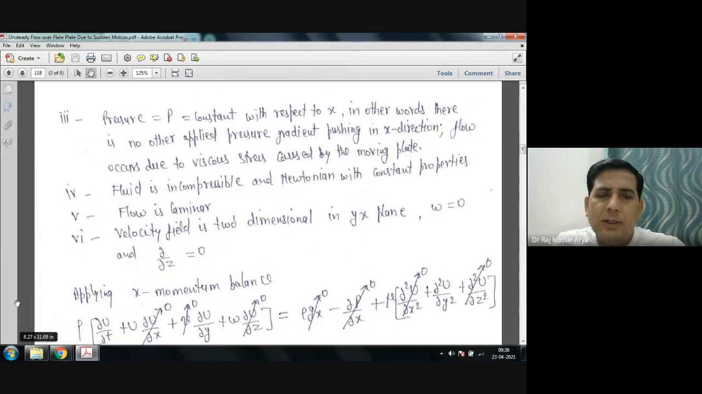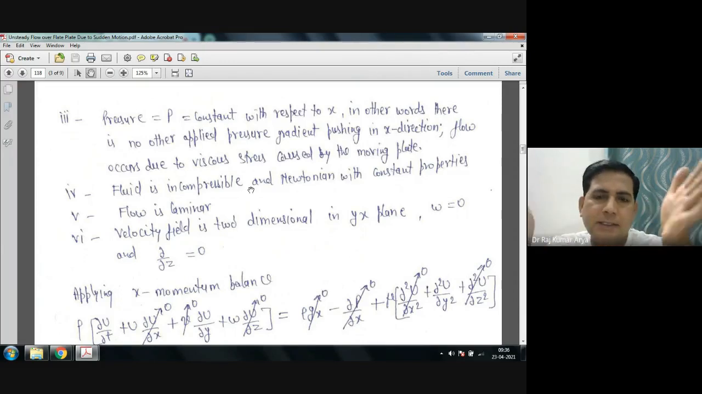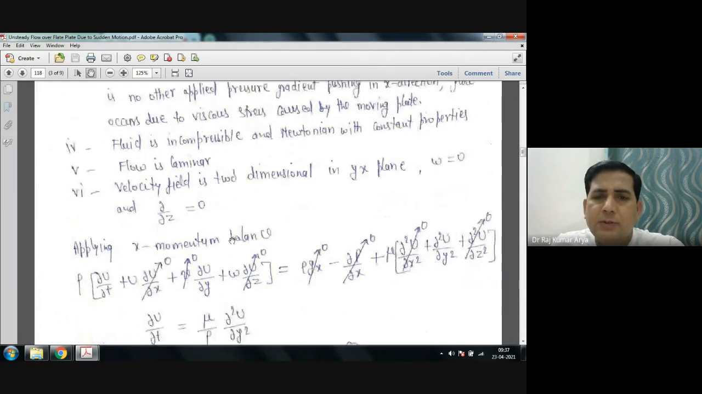Now, the pressure variation along the length of the plate is constant because it is open to atmosphere. So you are not applying any pressure gradient in x direction. Everywhere you have the atmospheric pressure or a constant pressure, right? Next assumption, the fluid is completely incompressible and Newtonian with constant properties. The flow is laminar, and completely two-dimensional, so you don't have any movement in z direction, so the derivative with respect to z is also 0.